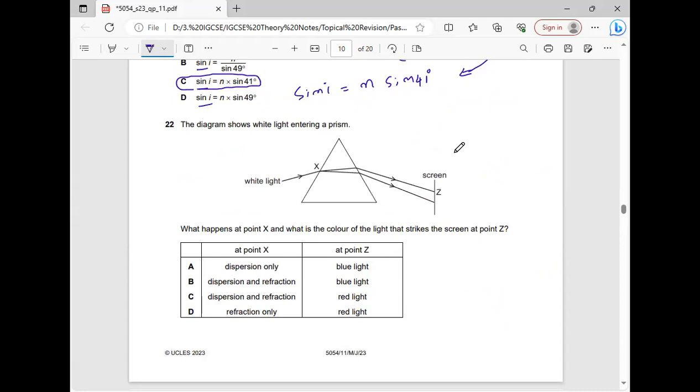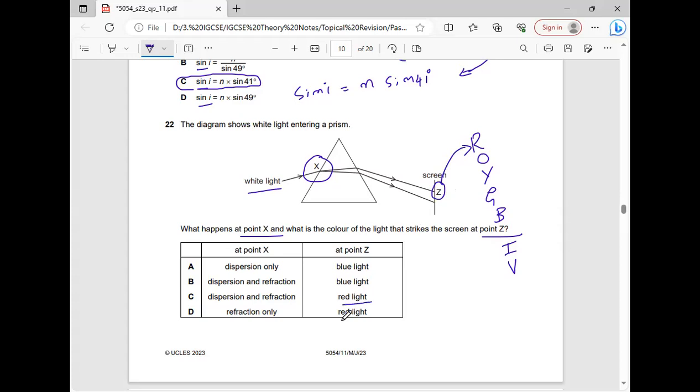MCQ number 22. This MCQ is related to dispersion of light. And what is dispersion? Splitting of white light into 7 different colors. So white light is there, and on the screen 7 different colors will be definitely there. That is the spectrum. What happens at point X? And what is the color of the light that strikes the screen at point Z? We know the sequence or arrangement of the colors is ROYGBIV. So the topmost is Z, so Z represents red color.